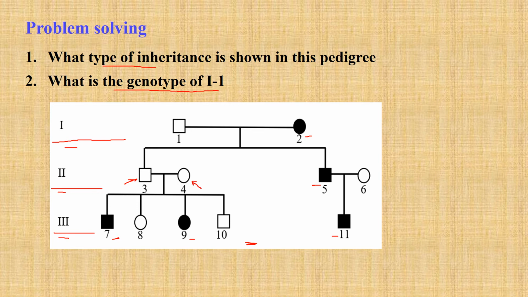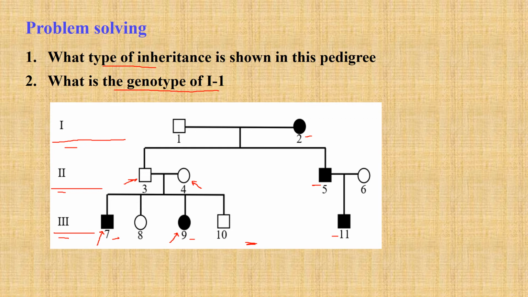When we look at the cross between these two individuals, we see that both of them are healthy. Both of them do not express the disease, but they give rise to offspring that are affected. That is, Romans 3:7 is affected and Romans 3:9 is also affected. This tells us that this disease is a recessive trait, because it is skipping generation.